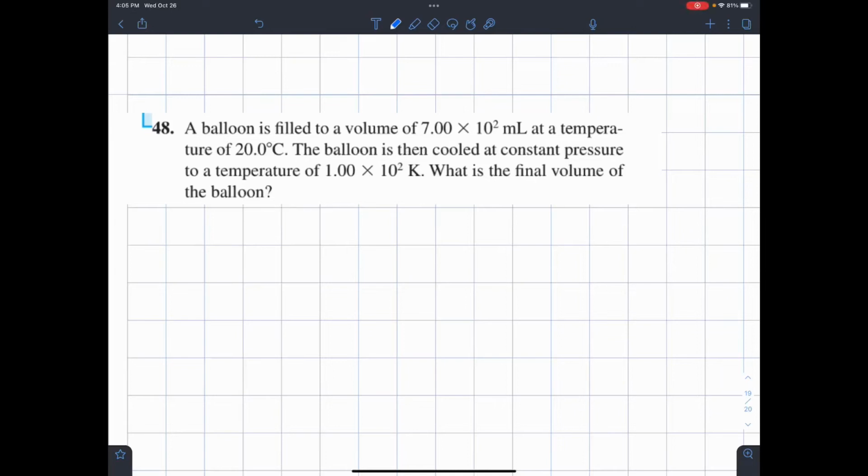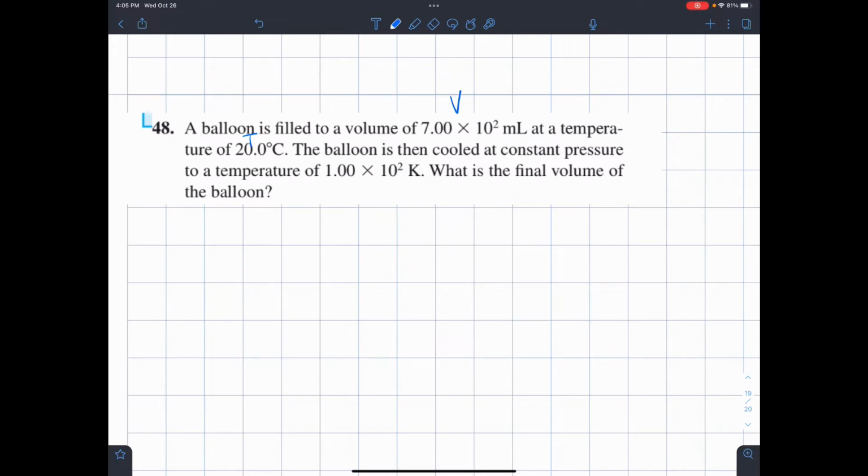Let's do a practice problem together. It says a balloon is filled to a volume of 7 times 10 to the 2 milliliters. So I want to annotate that as volume at a temperature of 20 degrees Celsius. So I'll just put a T to remind myself I have temperature.